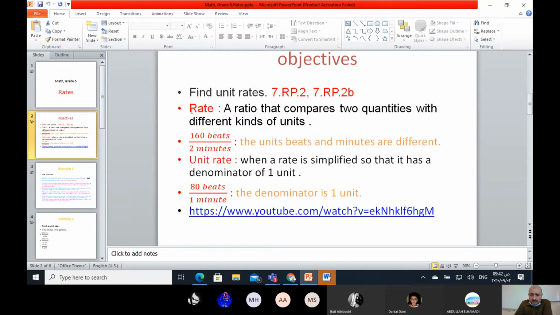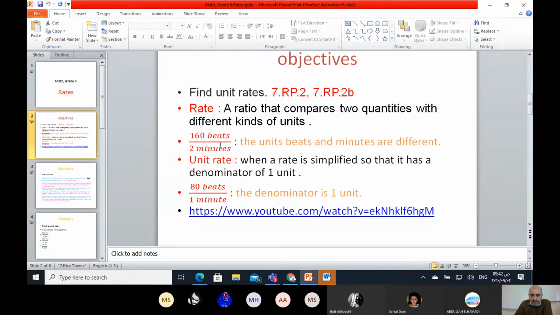At first, what's the meaning of the rate? A rate is a ratio that compares two quantities with different kinds of units.